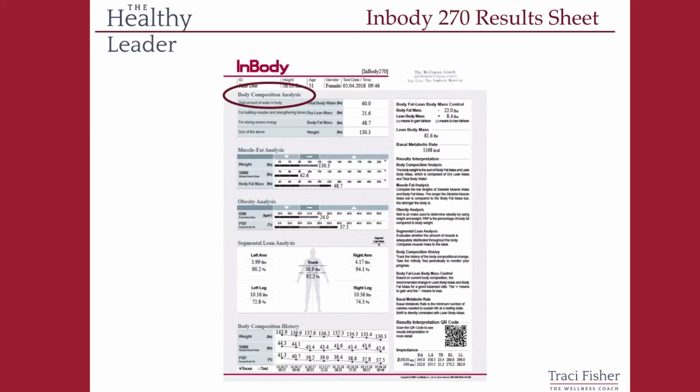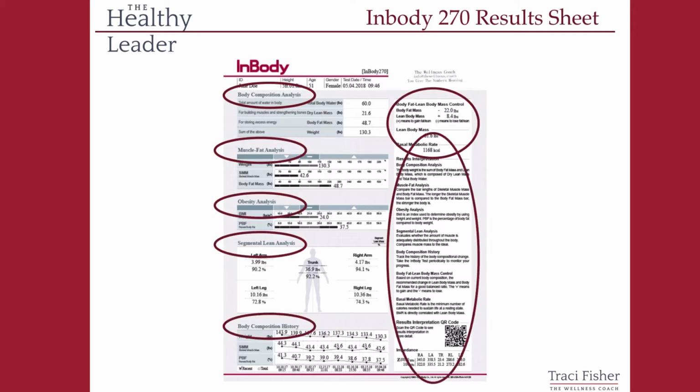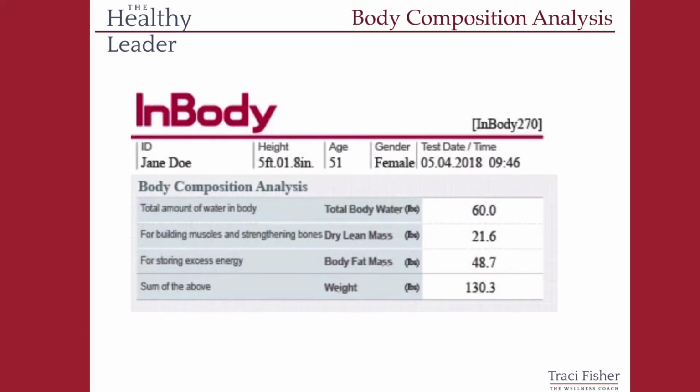There are 7 main sections in your results sheet, and we're going to go over each one of these individually. I'd also like to draw your attention to that QR code at the bottom right of your sheet. What you can do is take your smartphone and hover your camera app right over that QR code, and it will take you to a link where you can learn more about your results sheet and the InBody testing in general. So let's start at the top with the body composition analysis.